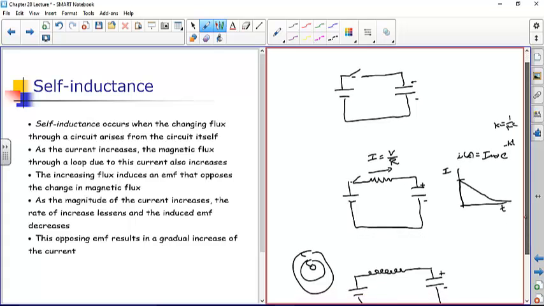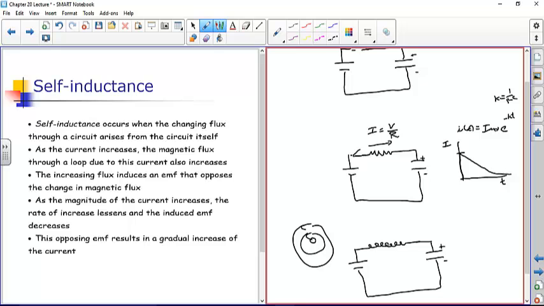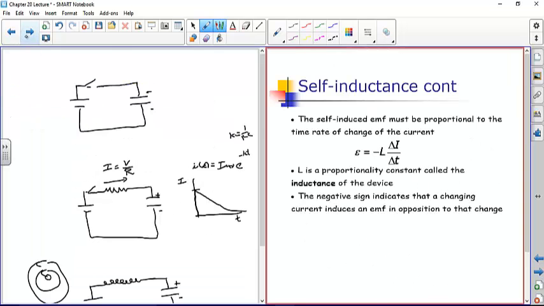So you have this other element to consider, this self-inductance. The self-induced EMF associated with this coil must be proportional to the time rate of change of current.